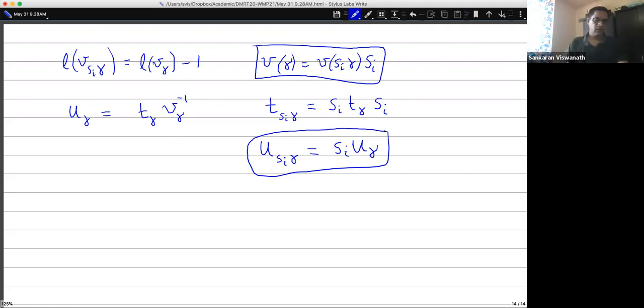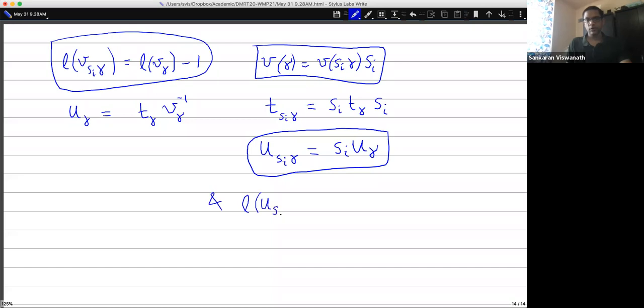Further, the V of s_i gamma has length one less. Turns out U of s_i gamma is actually length one more. Okay, and further, U is now longer.